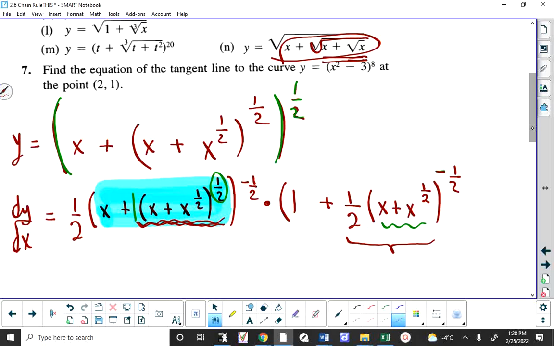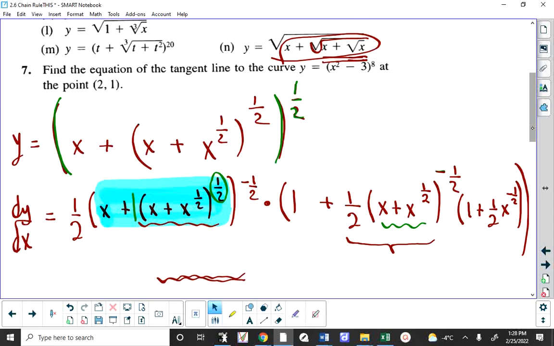So I need to multiply this piece by the derivative of x plus x to the half, which is 1 plus 1 half x to the negative half. And we close brackets on that, and then we close brackets on the whole thing. I do not even want to begin to look at simplifying that. Before I cleared this from last year, I saw that last year I did simplify it, and there's a way to do it, but let's not.